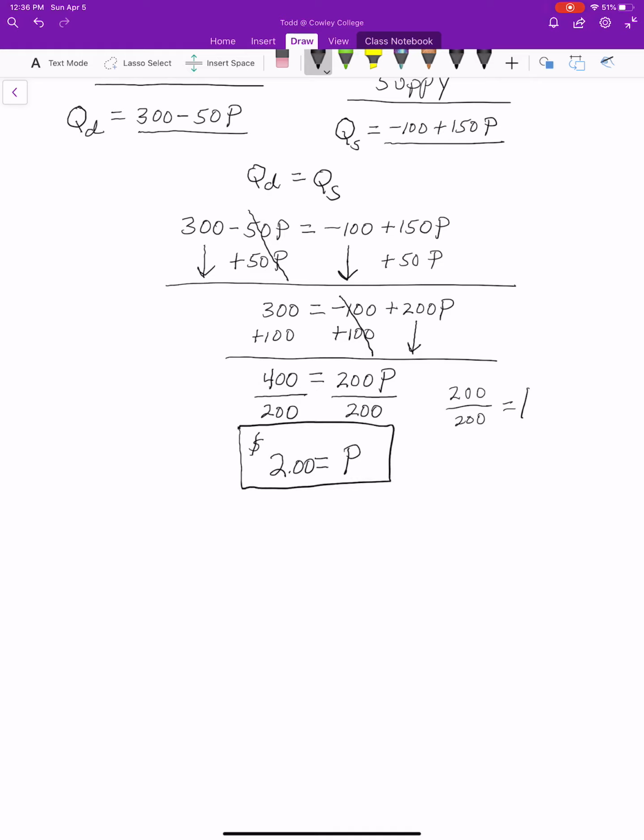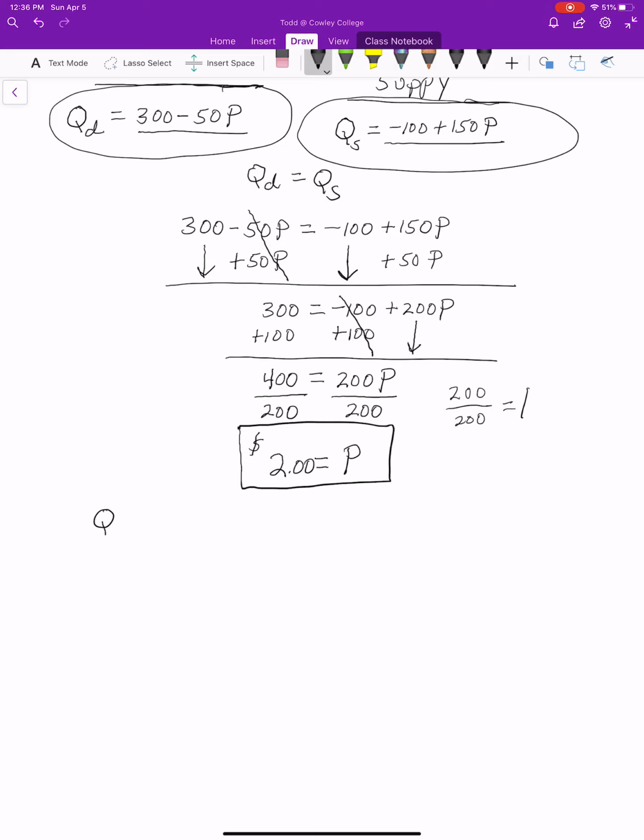Okay, so there's our equilibrium price. Now that we have that, we have to figure out, well, what is our equilibrium quantity? So what I'm going to do is take this equilibrium price and plug it back into either the supply or our demand curve. In this case, I'm going to do both of them to prove to you that quantity demanded and quantity supplied come out to be equal to each other. All right, so let's do our quantity demanded first.